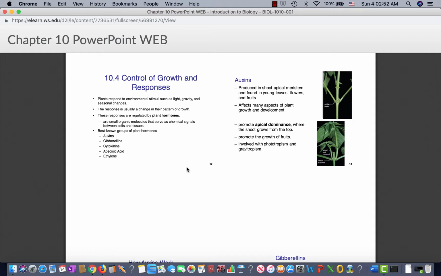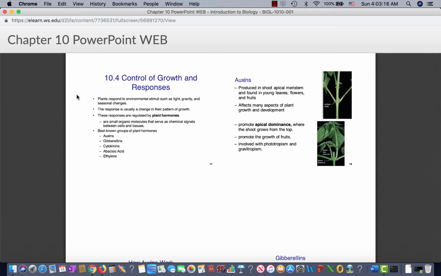So bear that in mind. So, control of growth and responses. Plants respond to environmental stimuli such as light, gravity, and season changes, and usually that causes a change in their growth pattern. And these changes are regulated by plant hormones.